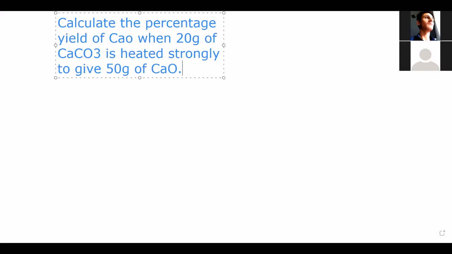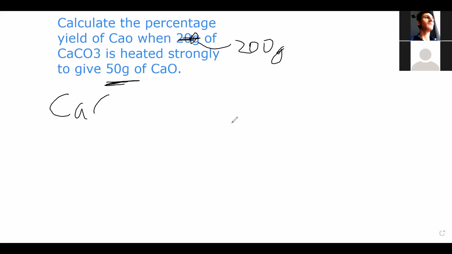So in this question, 50 gram is the experimental value, while we'll have to find the theoretical value using the 200 gram of calcium carbonate that is given. So first we'll write the equation. Calcium carbonate on decomposing gives calcium oxide plus carbon dioxide gas.